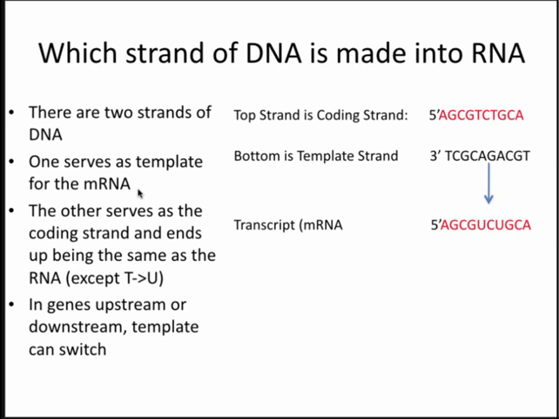So which strand of the DNA is made into RNA? There are two strands of DNA. One serves as the template for the messenger RNA. That's shown here. The other serves as a coding strand. So the template is the one that's copied. The coding strand is what the messenger RNA looks like when it's done, except you have T's instead of U's.